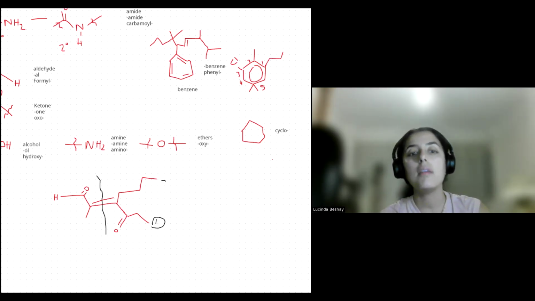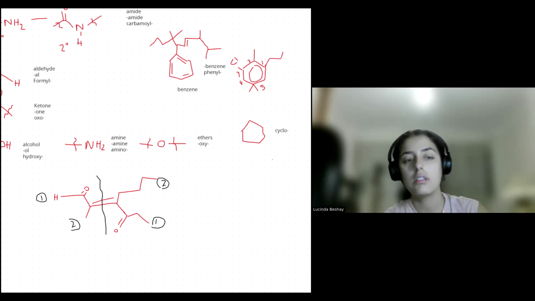Okay. And then I'm going to do the same to the left side. Is it an aldehyde or a methyl group? Obviously, it's going to be the aldehyde. I'm going to put 1 on the aldehyde, 2 on the methyl group. Now, look at that. The ones are on opposite sides. The moment that you see the ones on opposite sides, you know that this is a trans structure.